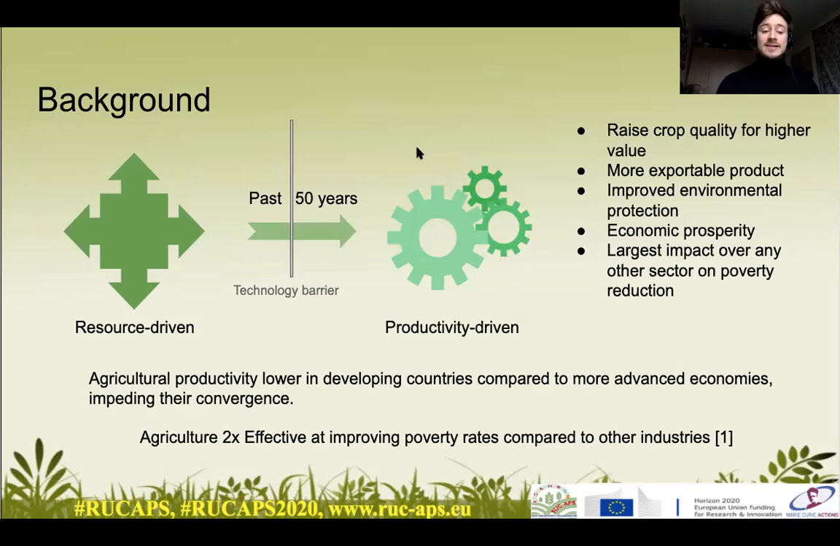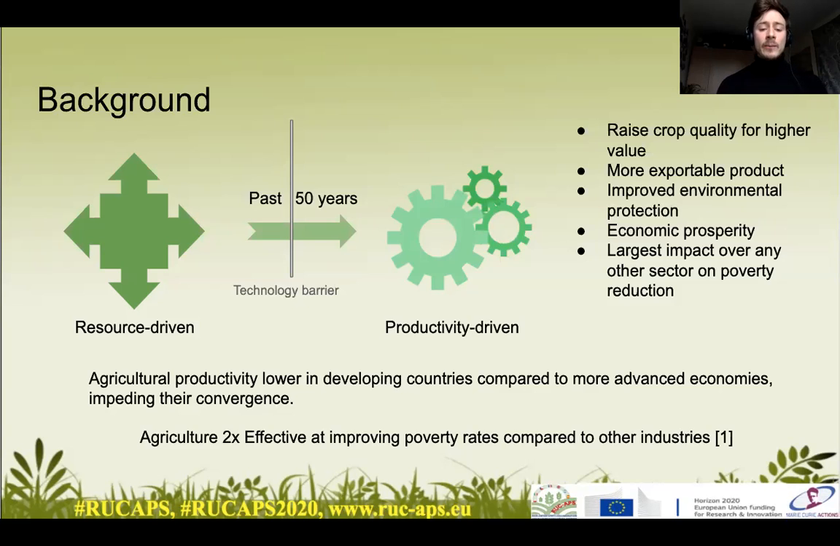So over the past 50 decades, we've been changing our culture around farming from being very resource-driven, expanding land and taking up more resources, to being more productivity-driven. That is, to use our resources more efficiently, to use less land, to raise the crop quality of less resources, through using new technology that's come to play and best practices. So that's allowing farms to have more exportable product, to protect the environment, to help the economy. And there's actually studies showing that this industry provides the largest impact over any other sector on poverty reduction. So it's quite a unique opportunity to try and help economies converge into advanced economies.